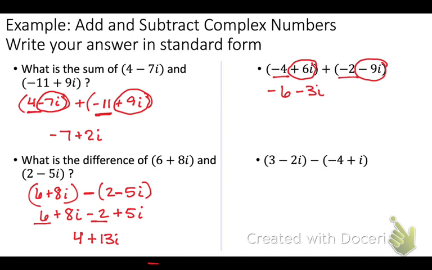So the next one, you distributed the negative and got a positive 4 and a negative 1, right? And you should get 7 minus 3i. That's all we have to do. And you just told me that. It was way harder when we first started.